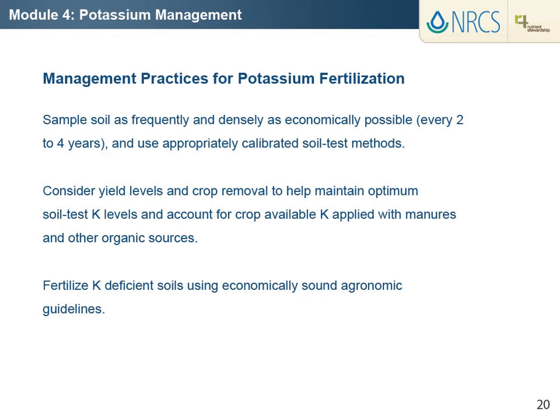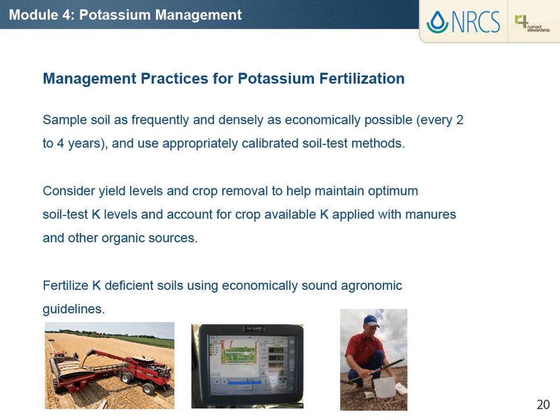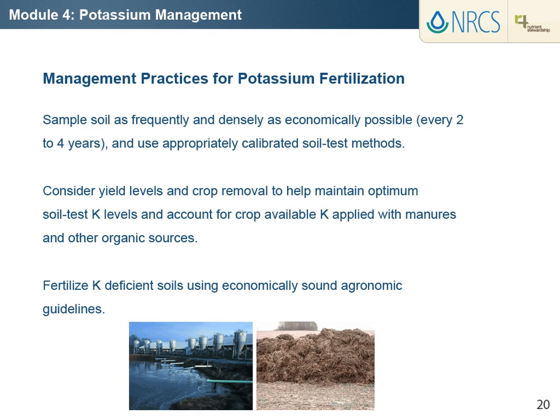Sample soil as frequently and densely as possible, and use appropriately calibrated soil test methods based on research for each state or region. Consider yield levels and crop removal between and within fields to help maintain optimum soil test potassium levels in conjunction with soil testing, and account for crop available potassium applied with manures and other organic sources when deciding on potassium application requirements.